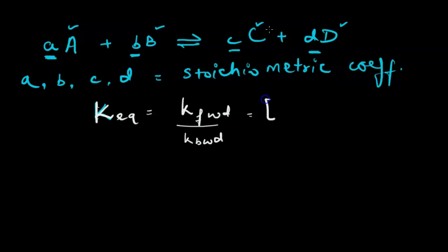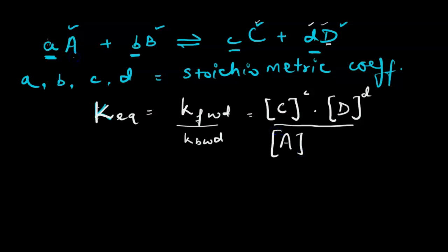So we can take it like this. We have two products in this case, so we would take the individual concentration of the products. So concentration of product C raised to the power of stoichiometric coefficient of C times concentration of D raised to the power of stoichiometric coefficient of D, divided by concentration of A raised to the power of stoichiometric coefficient of A times concentration of B raised to the power of stoichiometric coefficient of B. And this is how we write down the K equilibrium formula.